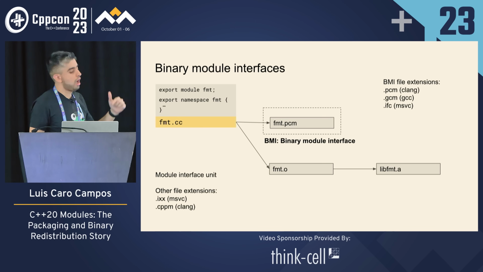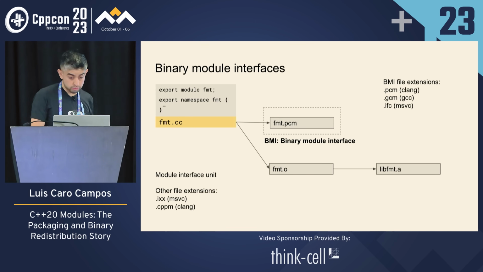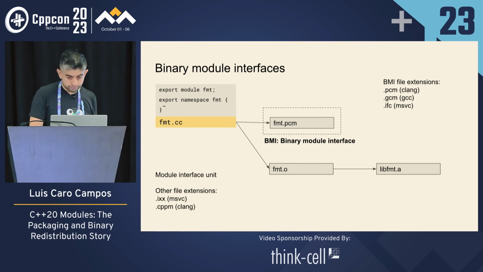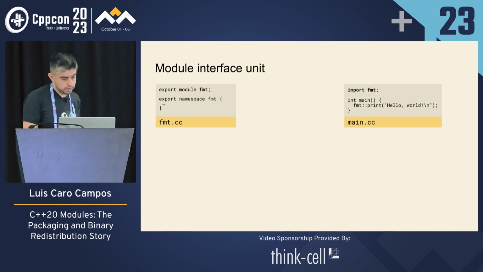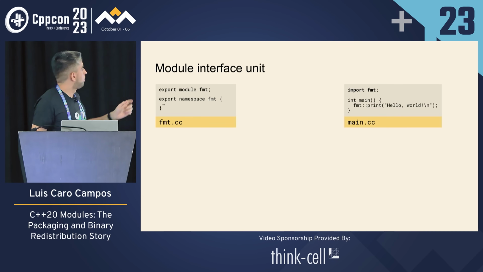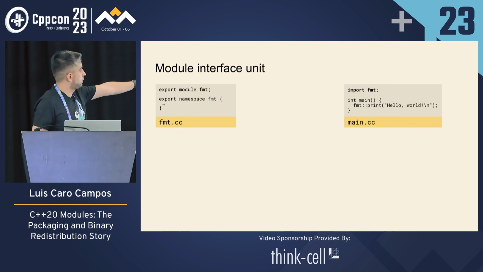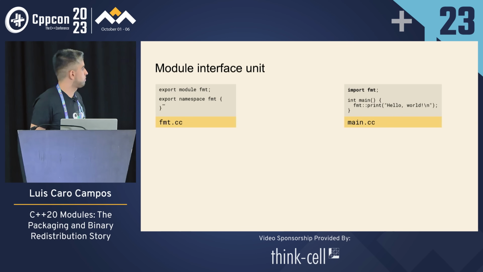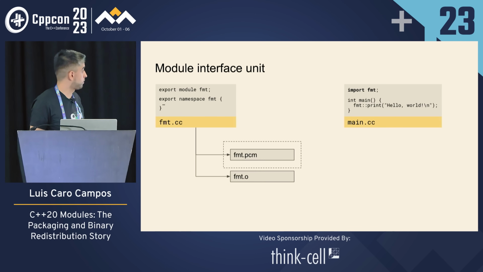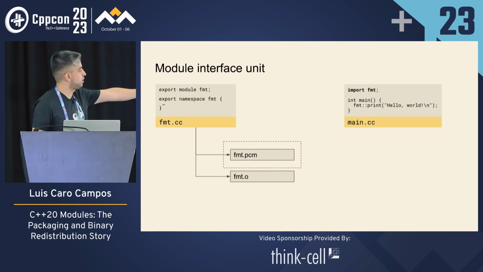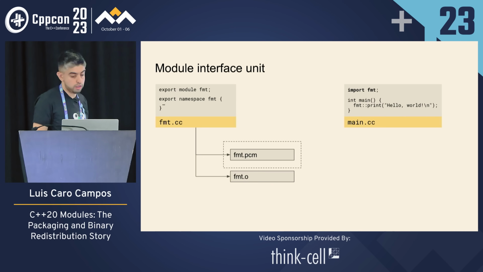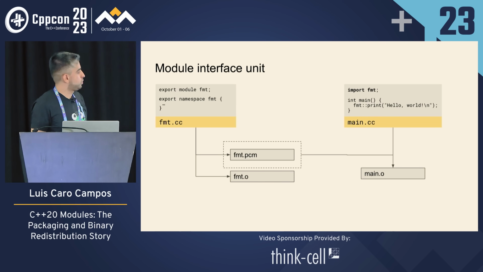What changes is how we really expose the declarations to our code. So let's say we have both the module interface unit for fmt and our main program that will just print that line. What needs to happen first is we need to invoke the compiler to generate the binary module interface. Only then can we generate the object file for main. And then now we have two object files.